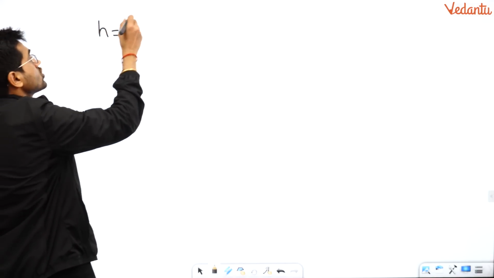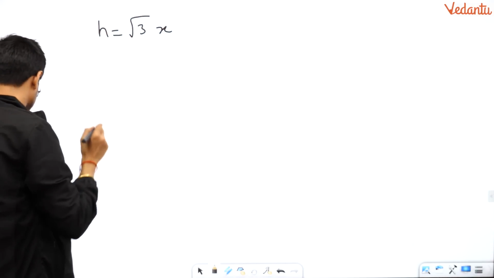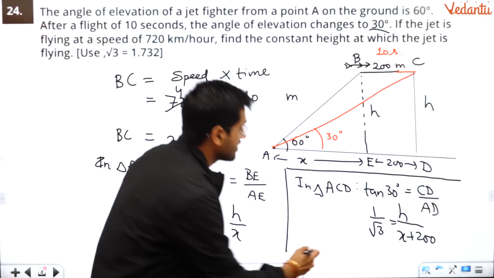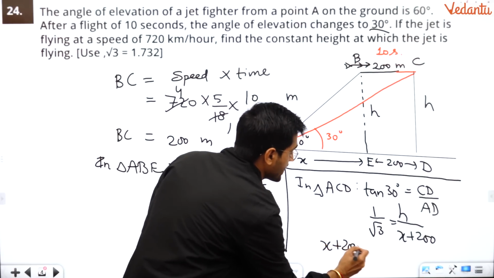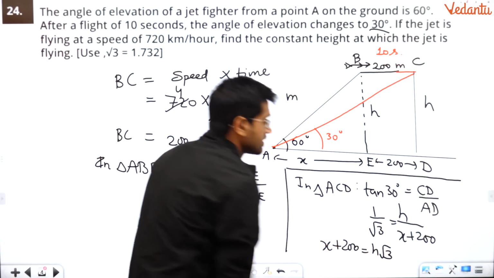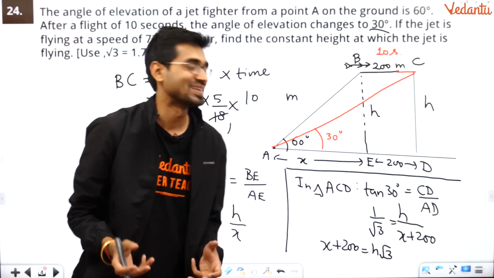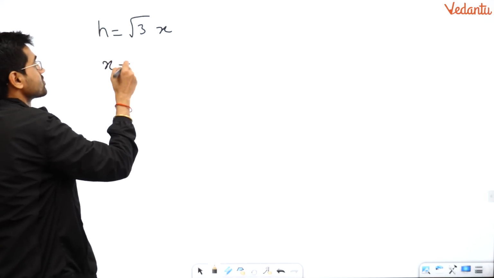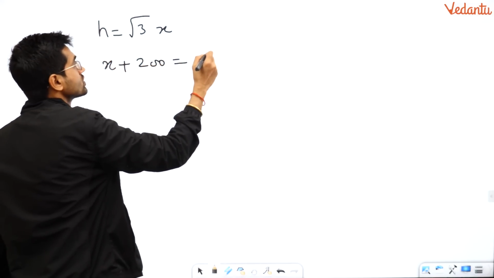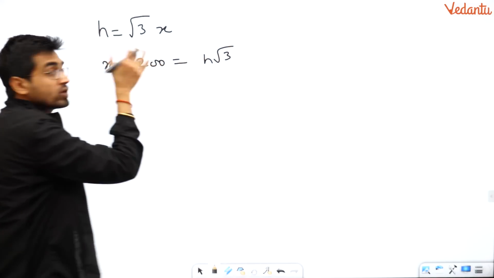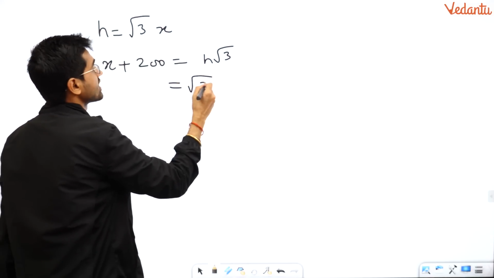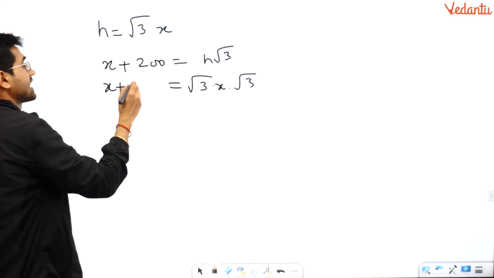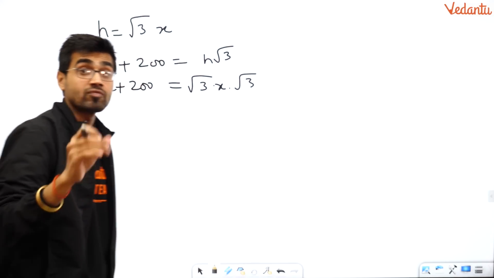So H is equal to root 3X, and I got in the previous page 1 by root 3 is equal to this. If you cross multiply, will you get this? X plus 200 is equal to H root 3. Just to make our life a little bit simpler, nothing extra. In place of H, put the value of root 3X. Do not tell me, sir, I can put directly. Why have you written it again? Because I always write it again, so that we do not make any kind of mistakes.